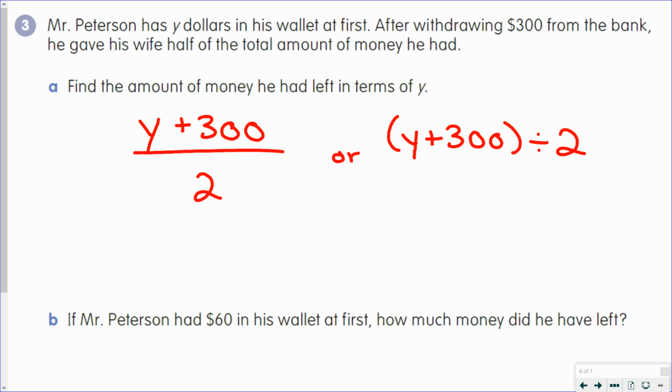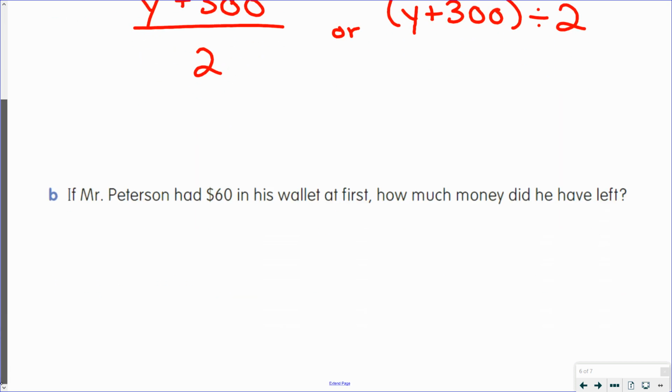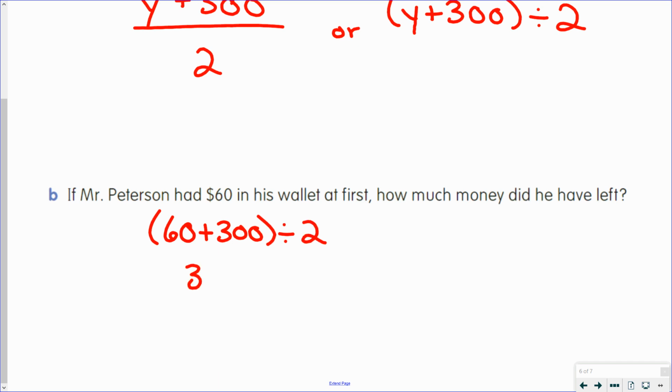So for part B, if Mr. Peterson had $60 in his wallet at first, how much did he have left? So 60 plus 300 divided by 2. 60 plus 300 is 360. 360 divided by 2 is $180.